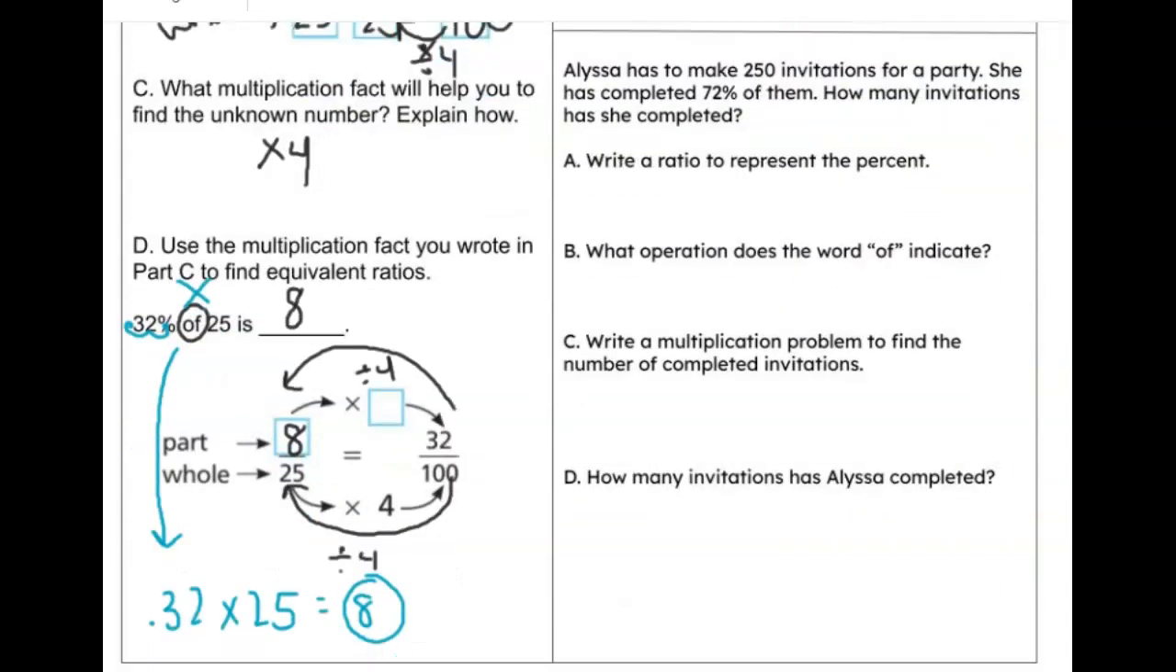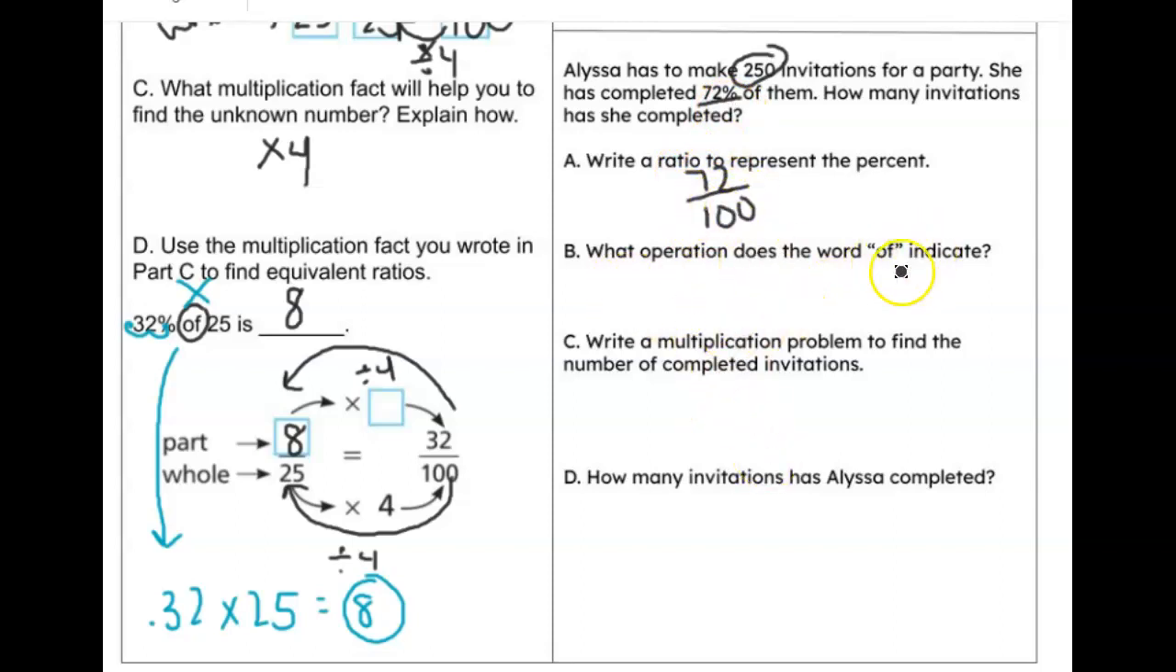And the last one on this page, Alyssa has to make 250 invitations for her party. So the total is 250. She has completed 72% of them. How many invitations has she completed? We're going to write the ratio to represent the percent. So 72% would be 72 over 100.